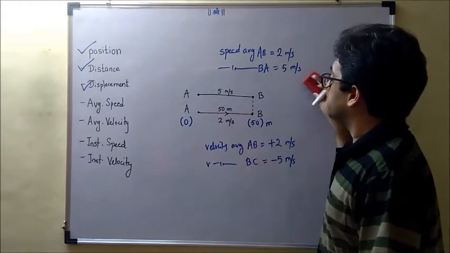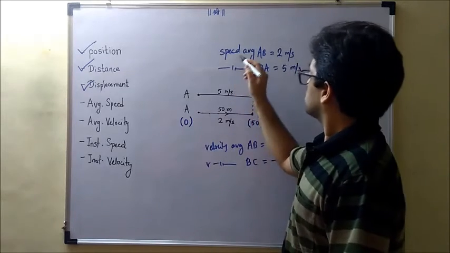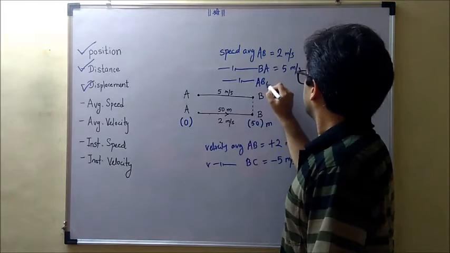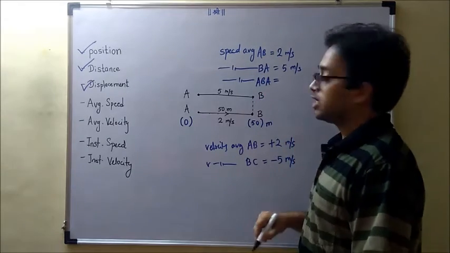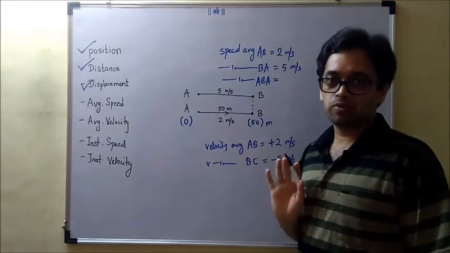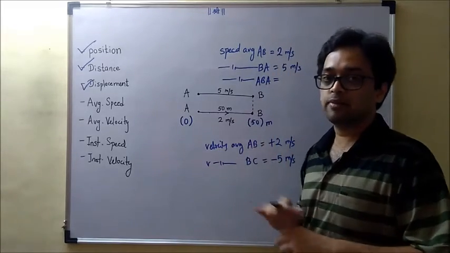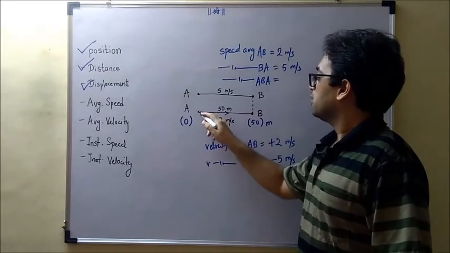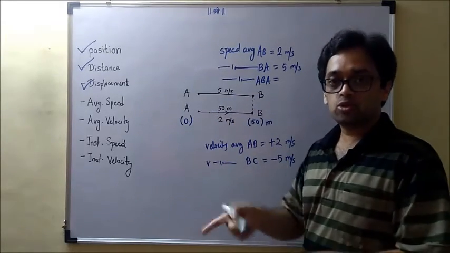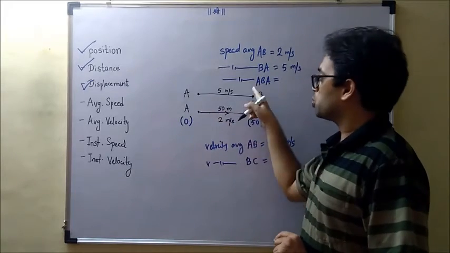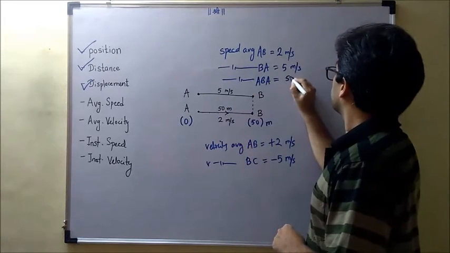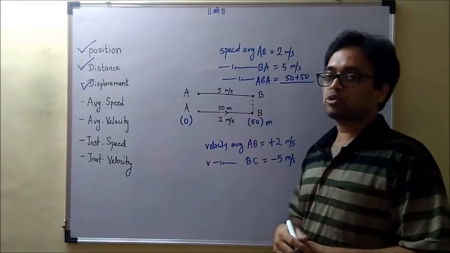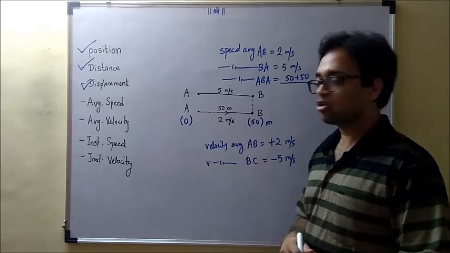So how will average speed be given? Speed average of section ABA, how much will it be? It won't be 5 plus 2 by 2. It won't be 5 plus 2, that is 7 divided by 2. You have to go by the actual formula. So what is the actual formula? Total distance by total time. Do you know the total distance? Yes, it is 50 plus 50, that is 100 meters, divided by total time. Do you know the total time? No, not yet, but you can calculate it.